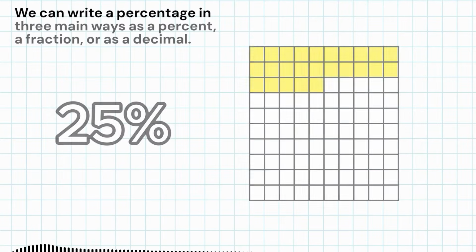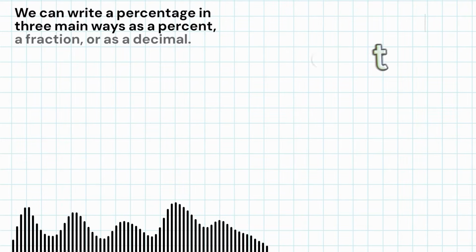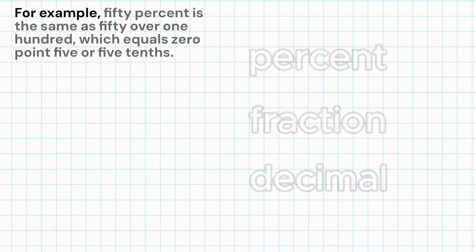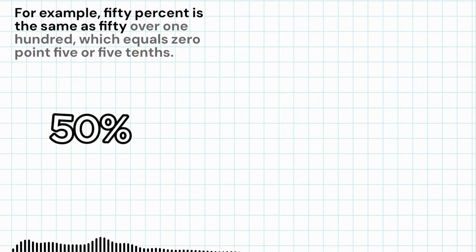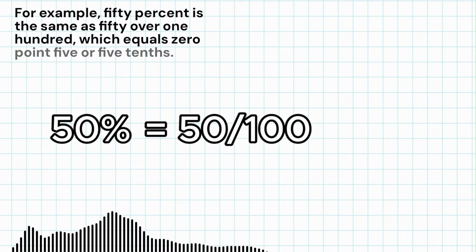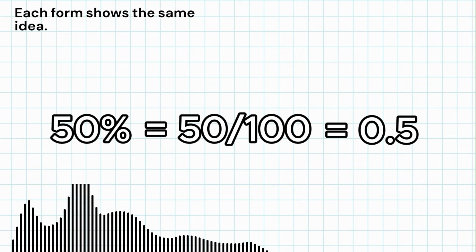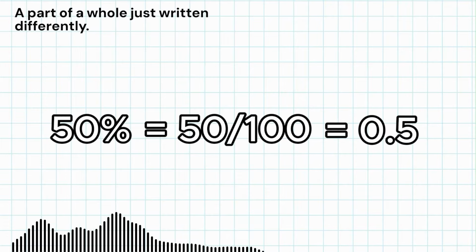We can write a percentage in three main ways: as a percent, a fraction, or as a decimal. For example, 50% is the same as 50 over 100, which equals 0.5 or 5 tenths. Each form shows the same idea, a part of a whole, just written differently.